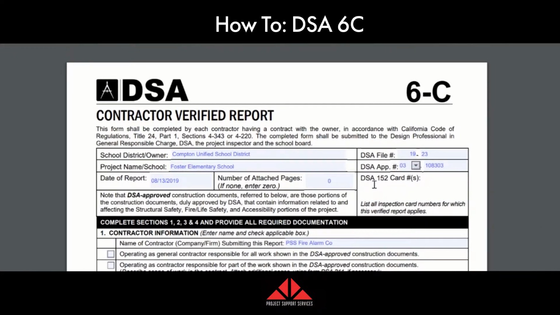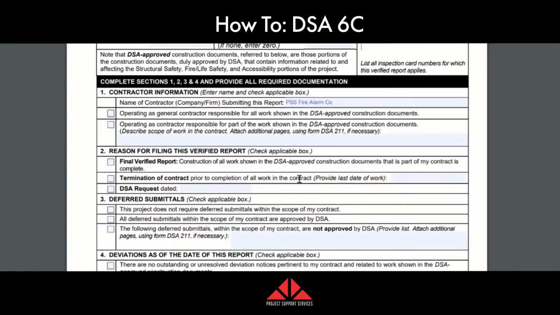Now, the DSA 152 card number, most contractors know what the 152 card number is, but if you don't, very easy, contact the project inspector and ask him or her, hey, what's the 152 card number or numbers so I can put that in there. Next is we need to complete the rest of the form.